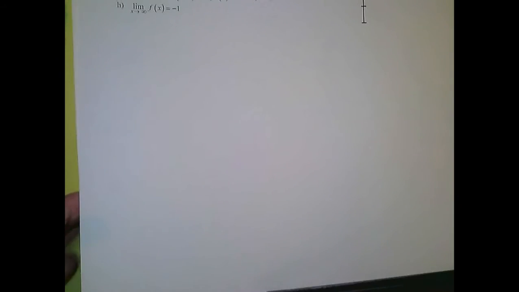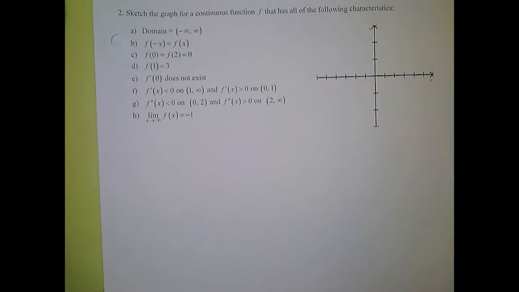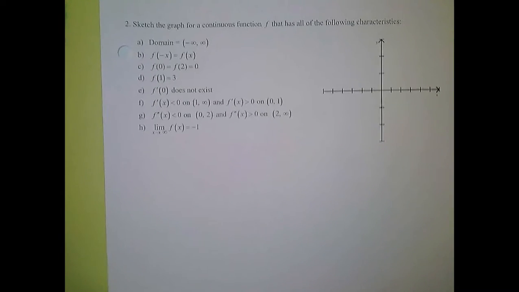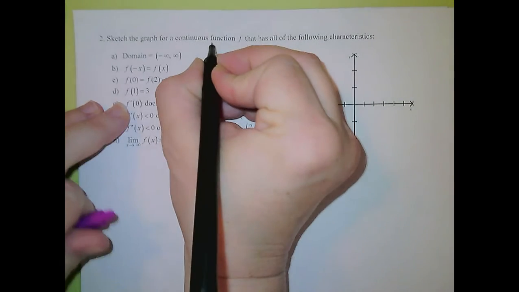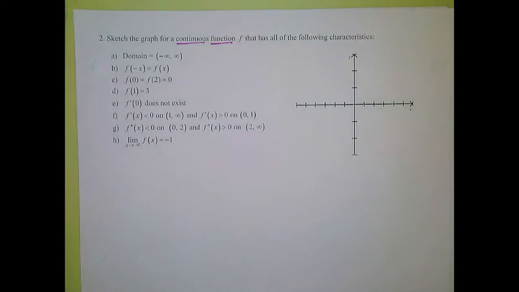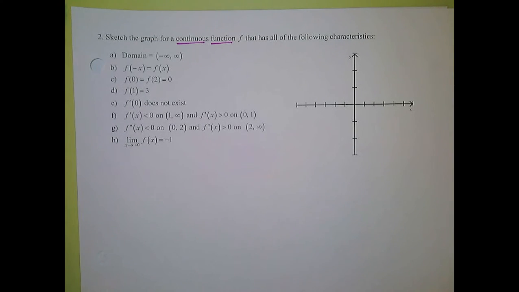In part 2, we're going to sketch a graph that's continuous and has the following characteristics. So it has to be a function and it has to be continuous. Those are things to keep in mind also in addition to the things that they've listed out. So we need to make sure that we don't have any holes, any jumps, any vertical asymptotes. We also want to make sure that our function doesn't have more than one output for each input. In other words, it would pass the vertical line test.